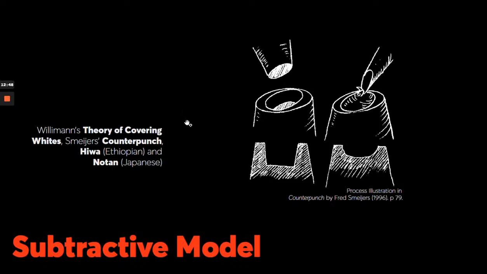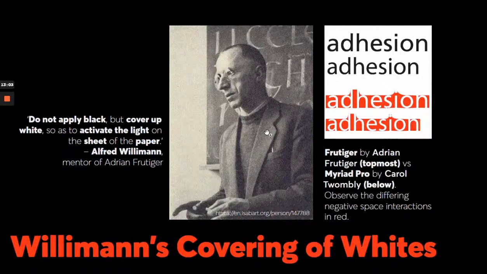For the subtractive model, the negative forms get to be more focused in here, just as what this process shows here. We have here Willemans' theory in covering whites. So do not apply black but cover up whites so as to activate the light on the sheet of the paper. So you get to see a world of difference between Frutiger and Myriad Pro.